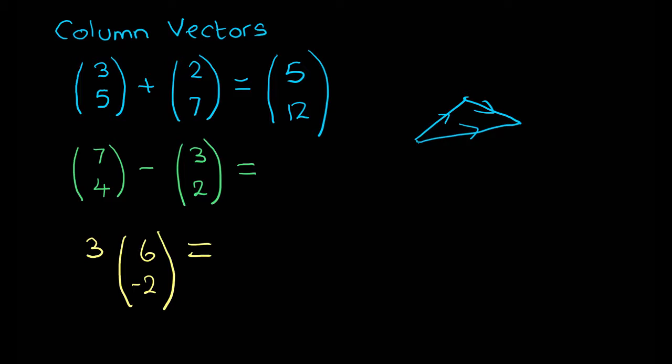So you won't be surprised to see that this takeaway one works exactly the same. So 7 take away 3 is 4, 4 take away 2 is 2, and there's our resultant vector.